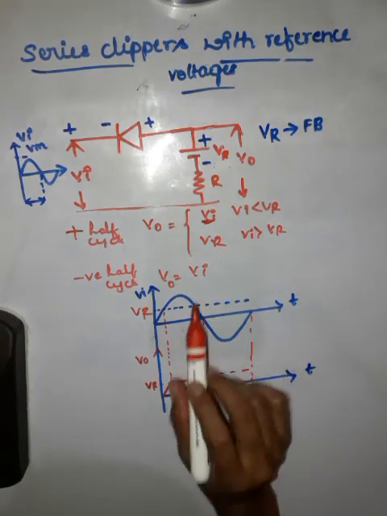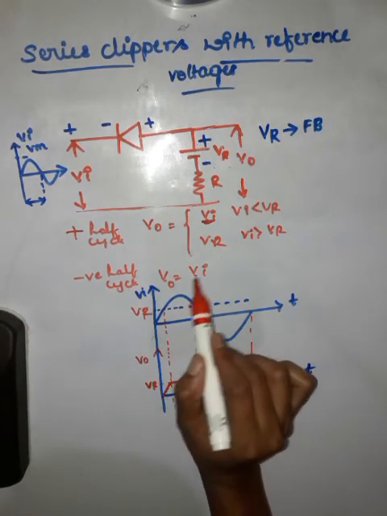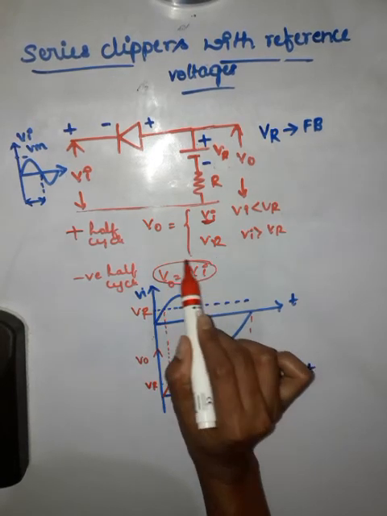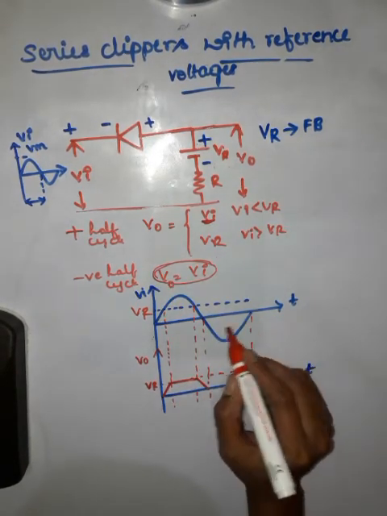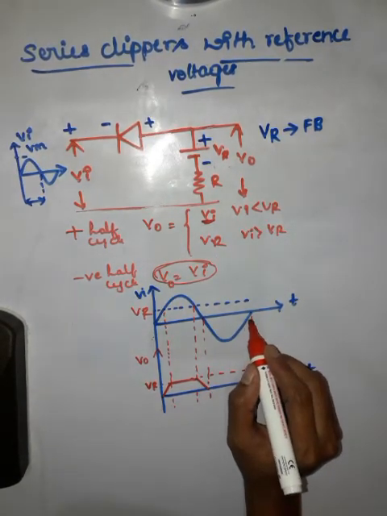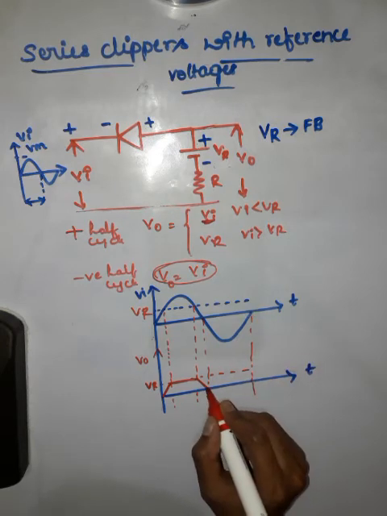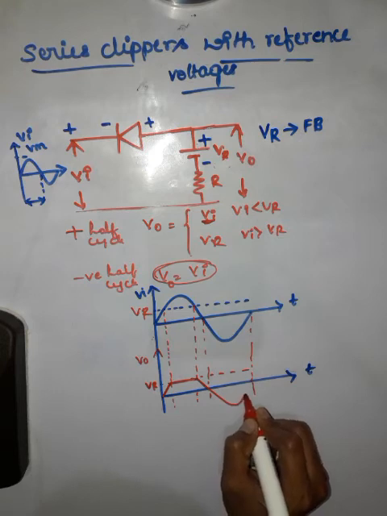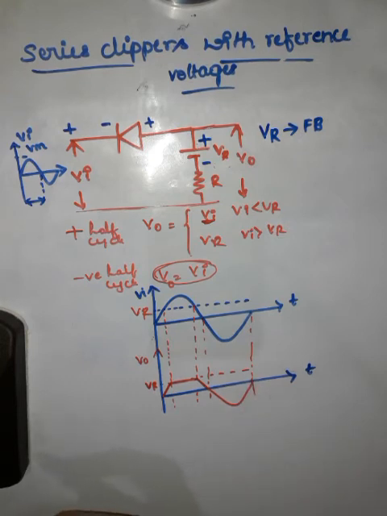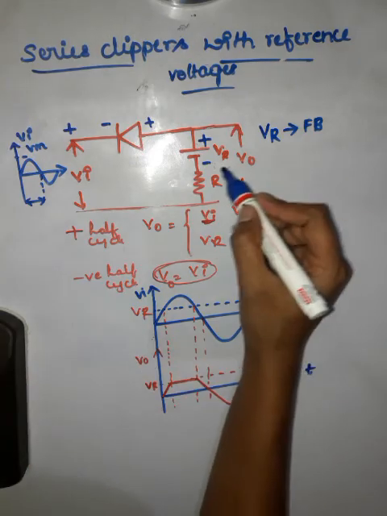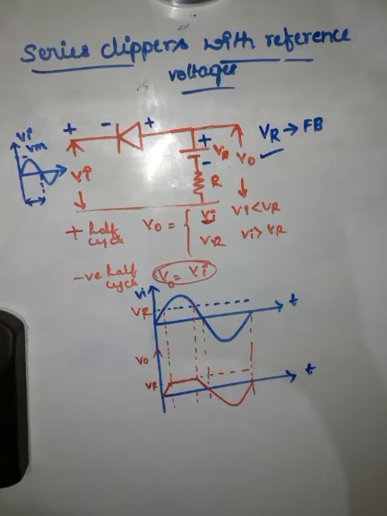During the negative half cycle, the output voltage is equal to the input voltage. So whatever the waveform we have for the input, the same thing will appear across the output, like this. So this is the waveform with respect to the series clipper circuit with reference voltage.